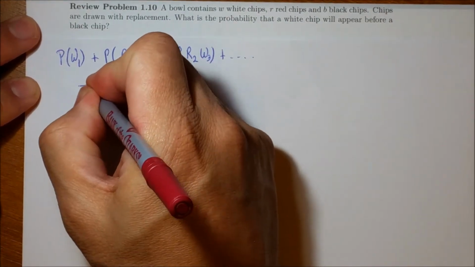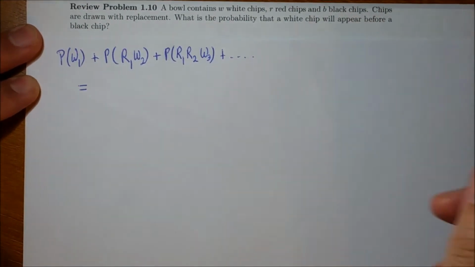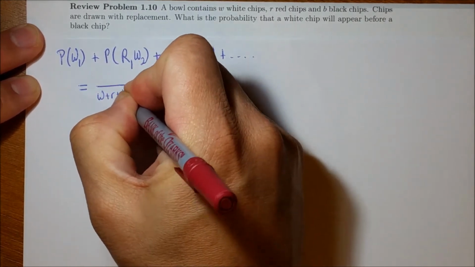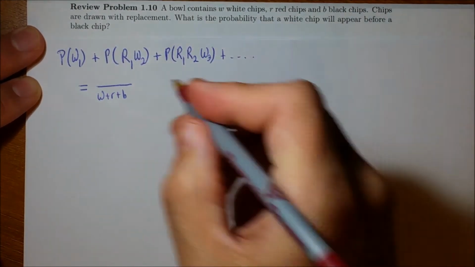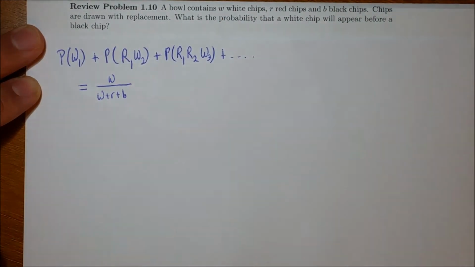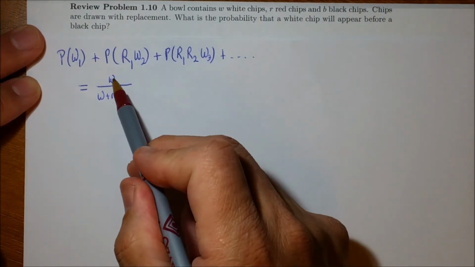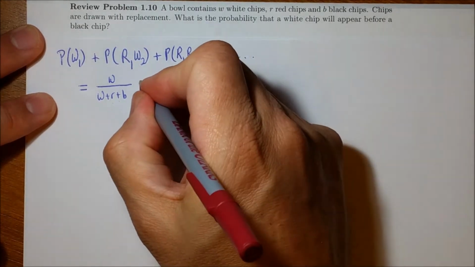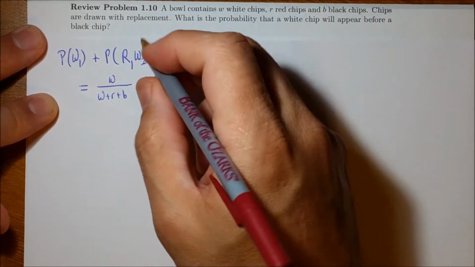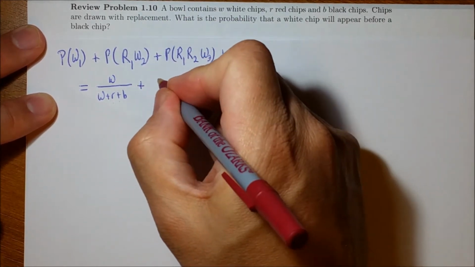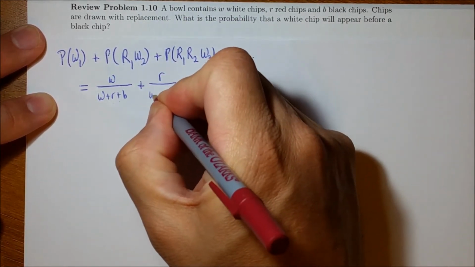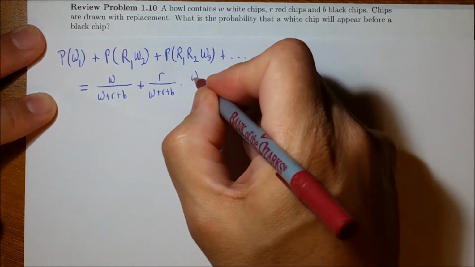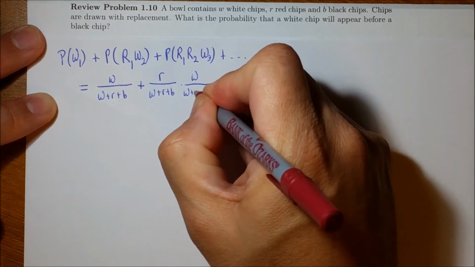Okay, so what's the probability of this happening? Well, there are W plus R plus B chips total in the bowl, and the chance of drawing a white chip first is W out of that. So there are W white chips out of W plus R plus B total chips. Next, the chance of drawing a red chip first would be R over W plus R plus B, times the chance of drawing white on the second, which would be W over W plus R plus B.